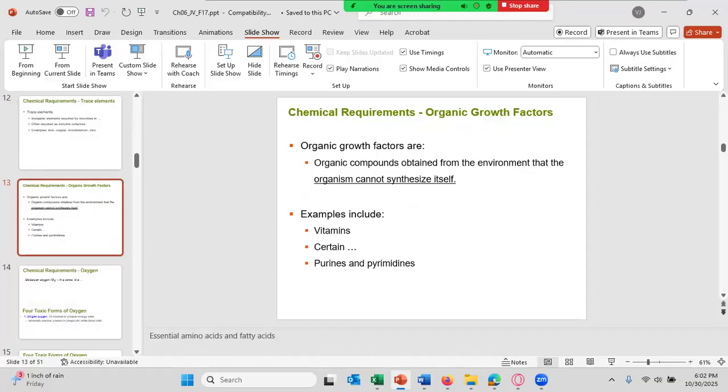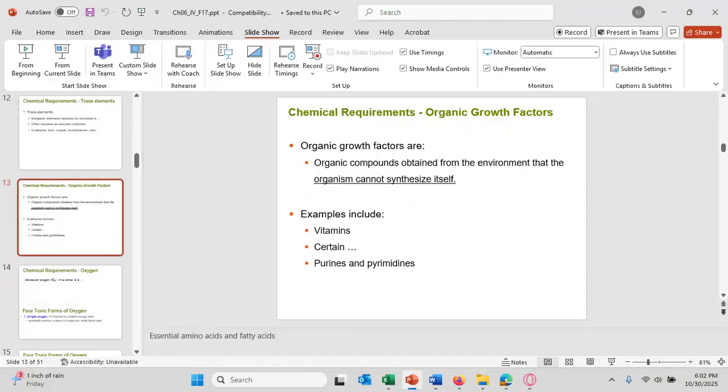Organisms may require organic growth factors. An organic growth factor is a compound obtained from the environment that the organism itself cannot synthesize. So with Streptococcus pyogenes, it does have an organic growth factor that must be added to the media, or else Streptococcus pyogenes will not grow.